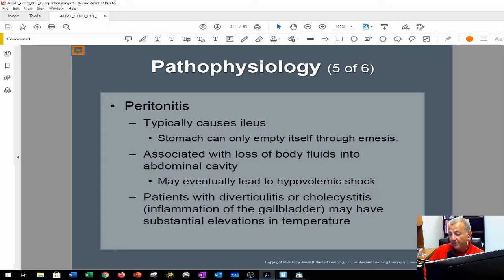And cholecystitis is an inflammation surrounding the gallbladder. Sometimes that's related to gallstones, sometimes not. It just depends.